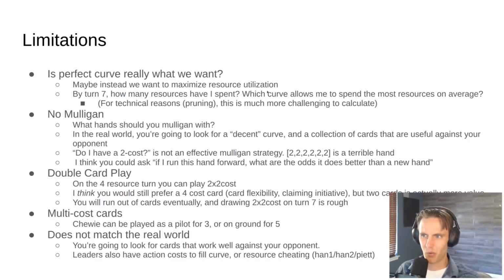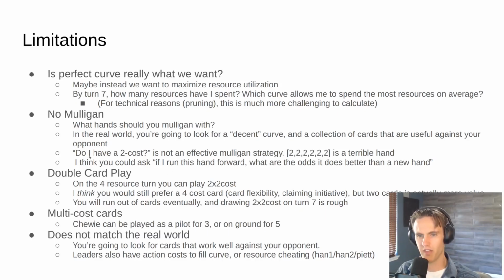But I think what you want is maximum resource utilization. It's not quite correct either, because this might optimize you into using a lot of 1 and 2 cost cards, which isn't really what you want. You want a lot of big cards because you want to claim initiative. But maybe something in here is more along what we actually want.